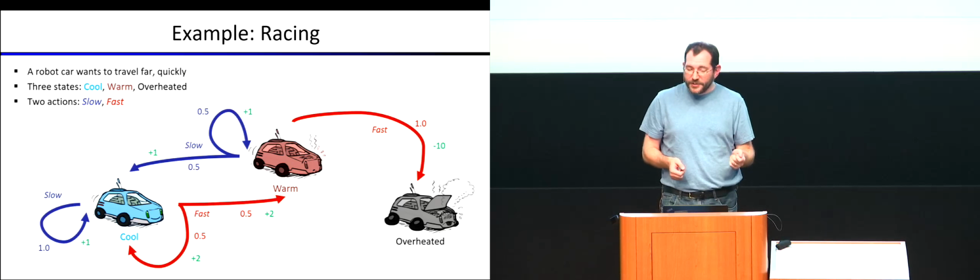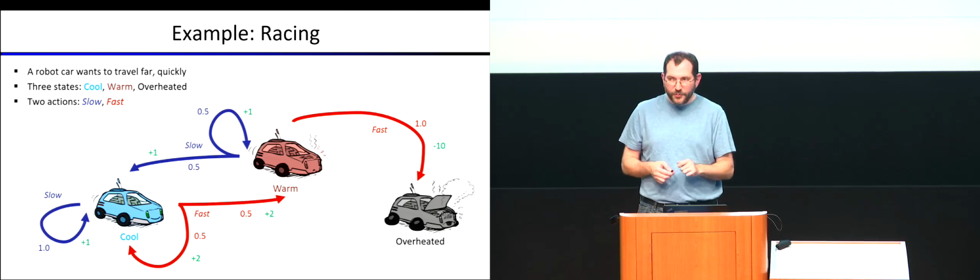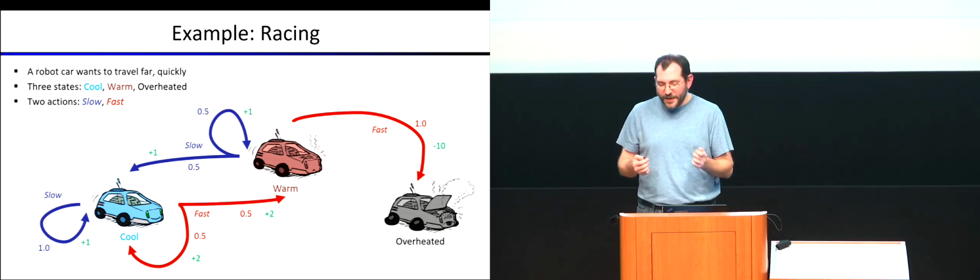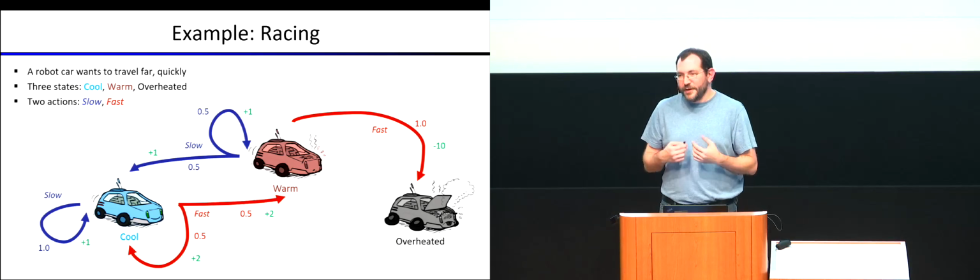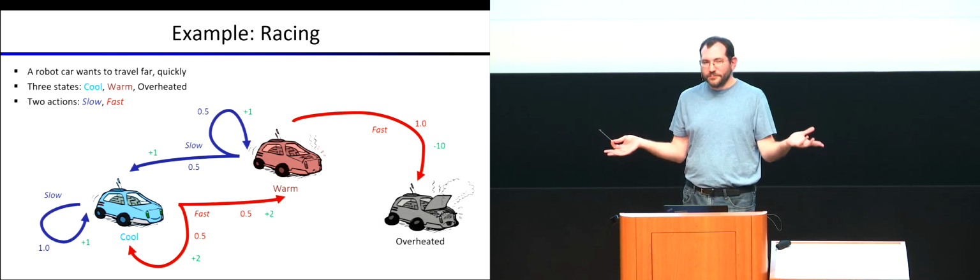If you're warm and you go slow, you get the +1 reward for slow. Half the time you stay warm, but half the time you cool down. If you're warm and you go fast, you get a -10 and you overheat. And if you overheat, the game's over. So what should you do?